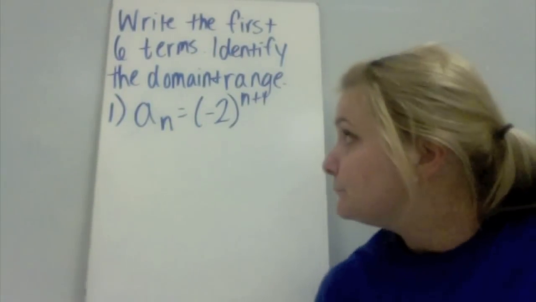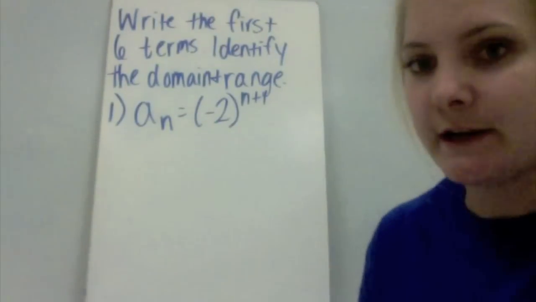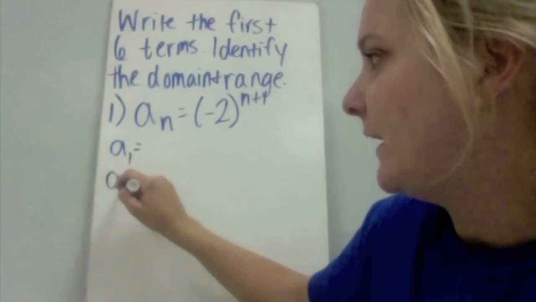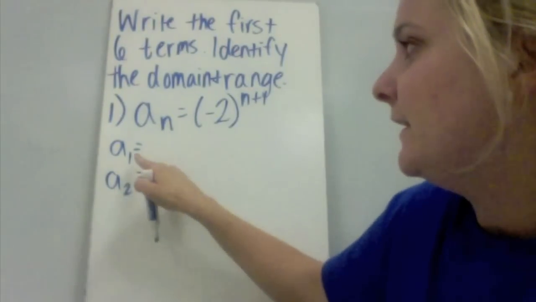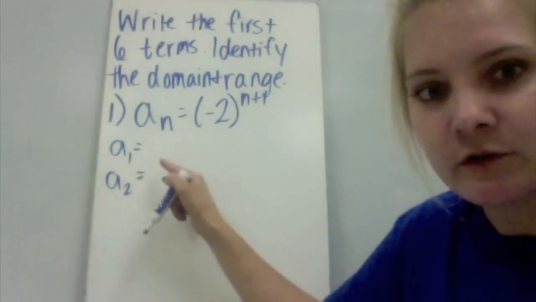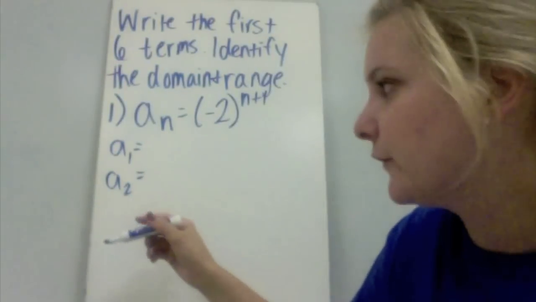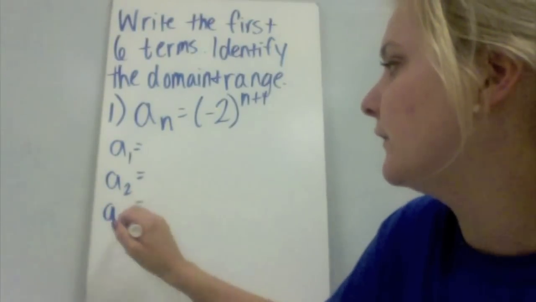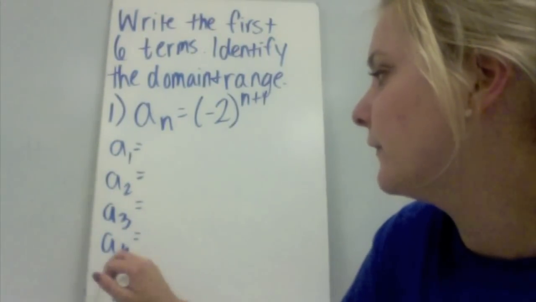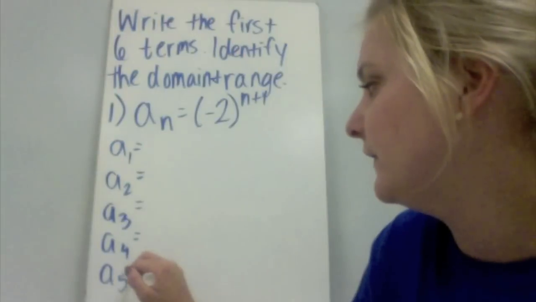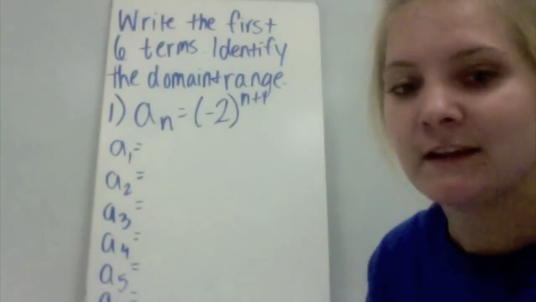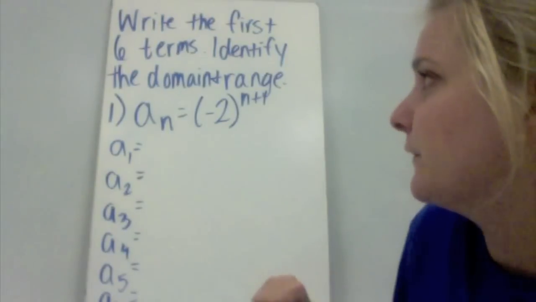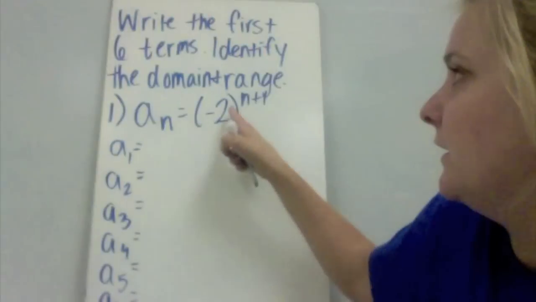All right. So our first term we're going to indicate by a sub 1. Second term we'll indicate by a sub 2. That n value is the number of the term. So when n is 1, that's our first term. When n is 2, it's our second term. When n is 3, it's our third. When n is 4, it's our fourth term. When n is 5, it's our fifth term. And when n is 6, it is our sixth term. So to figure out what the first term is, we're going to substitute in 1 for n.